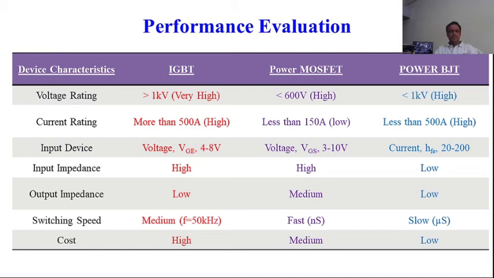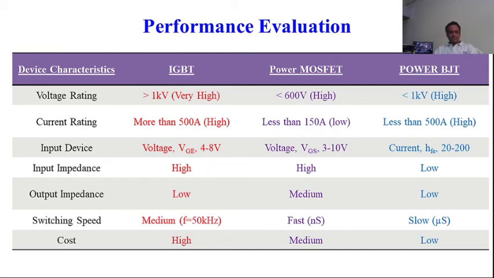On the other side, if you compare these three devices in terms of current rating, IGBT is more than 500 amperes. It is high. For MOSFET it is less than 150 amperes. It is low. And for power BJT it is less than 500 amperes. So it is kind of moderate.